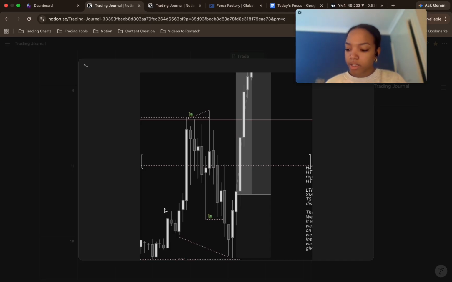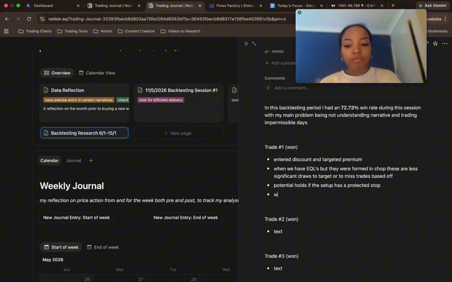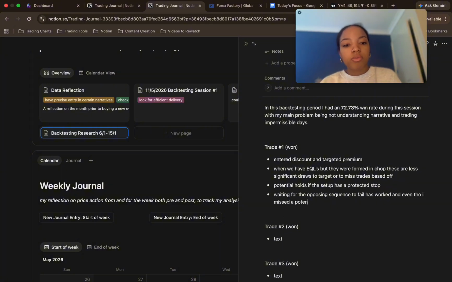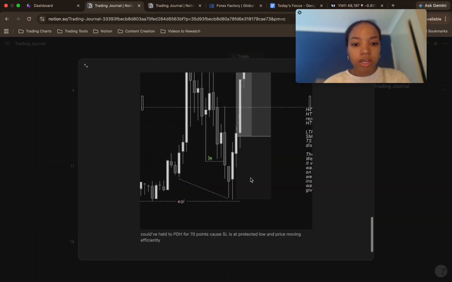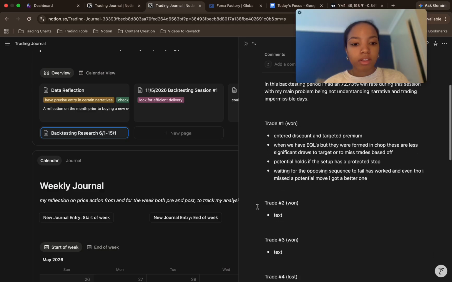Okay, focaccia is ready now. I'm gonna pause that so that we can finish this. So yeah, waiting for the opposing sequence to fail has worked, and even though I missed a potential move, I got a better one. Because you can see this would have taken ages to hit my TP. This one, 2 candles or 1 candle or whatever, and it's a potential hold as well. So that's our first point.